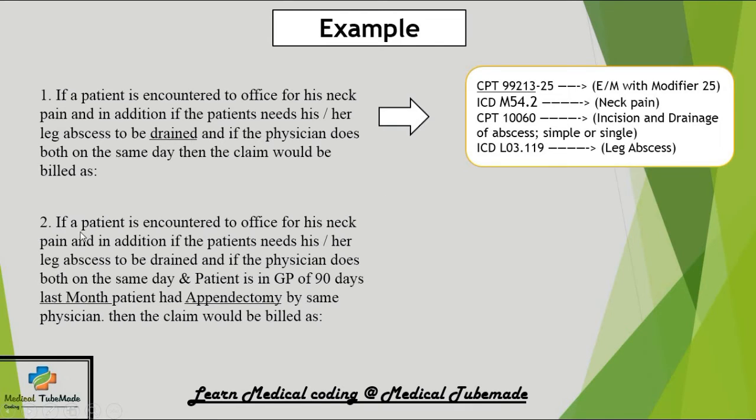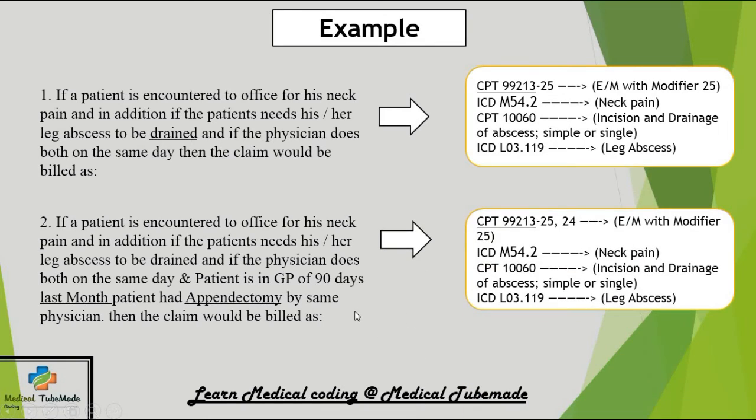So next example: the patient comes to the office for his neck pain, and in addition the patient needs a leg abscess to be drained, and the physician does both on the same day, and the patient is in a global period of 90 days, as last month the patient had an appendectomy by the same physician. Then how would the claim be billed? So the answer will be 99213 with modifier 25. Why? Because on the same day 10060 was performed, so we are adding the 25 modifier with the ENM service.